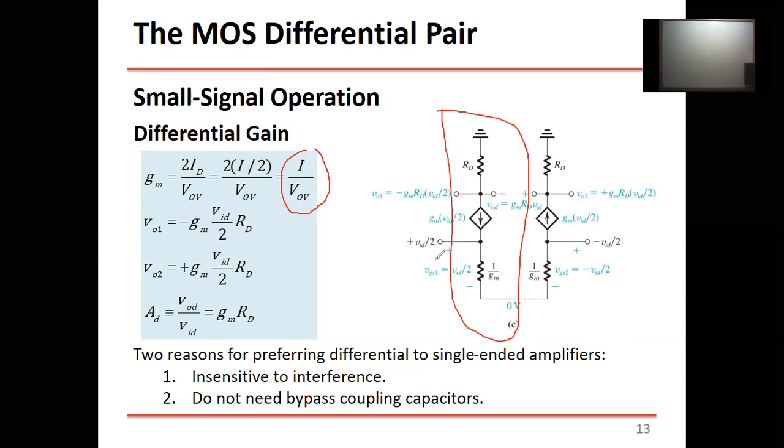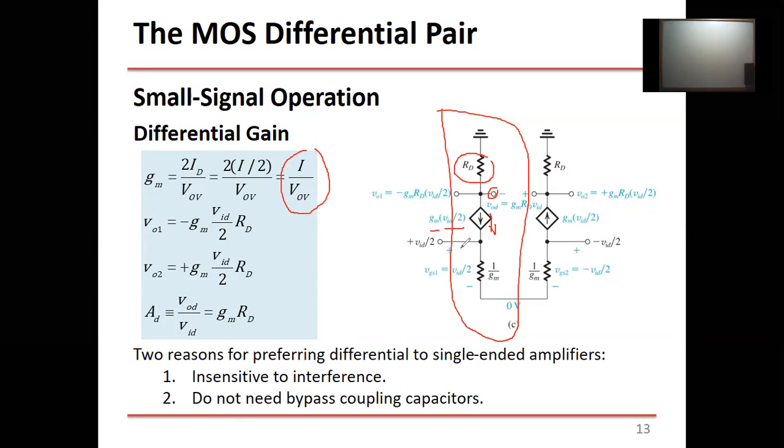Now if you look at one leg, sometimes it's easier to analyze just one half of the differential pair because they are symmetric, right? So if you analyze one half here, how do we find V output one, the voltage here? The voltage here is this current multiplied by this resistance, right? And how much is this current? This current is GM times VGS, if you remember.